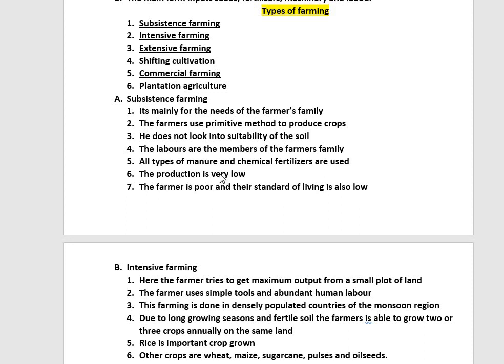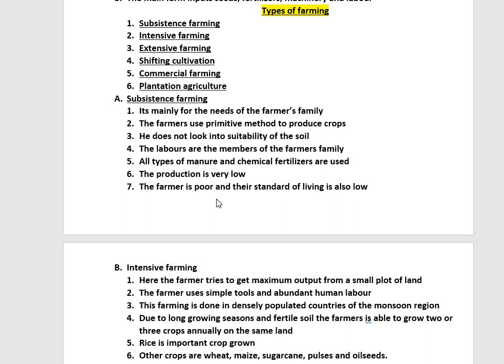The production is very low. Production means the crops which are produced later on. So what happens if he is growing crops for himself? Obviously he will not grow lots of crops. He will grow a little bit of crop for his own consumption.